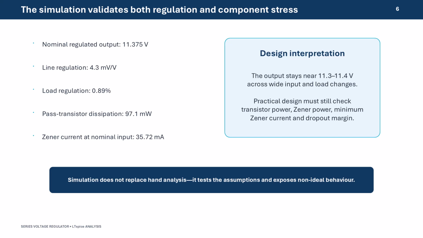These values must be checked against component ratings in a practical circuit. We should also verify the minimum Zener current at low input voltage, transistor power at high input and heavy load, and sufficient input to output headroom. Hand analysis gives insight. LTspice checks the assumptions and reveals non-ideal behavior.